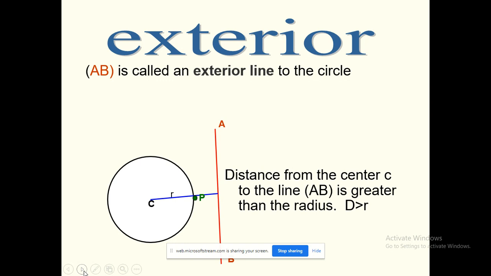So I have tangent, where the distance is equal to the radius. Exterior, where the distance is much bigger than the radius. And interior, our secant, where the distance from the center to the line is smaller than the radius.